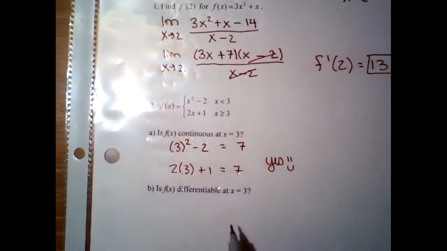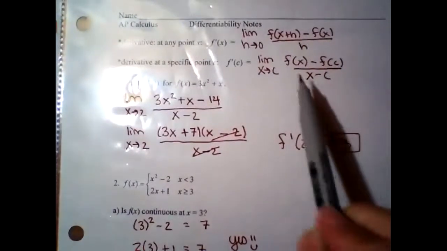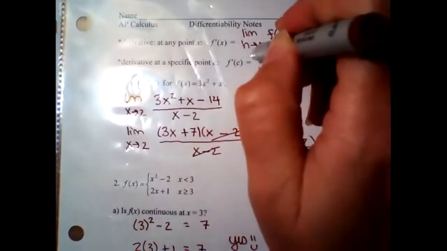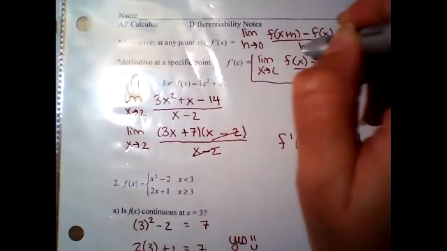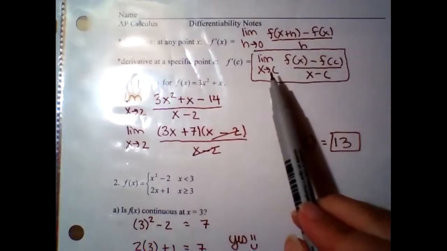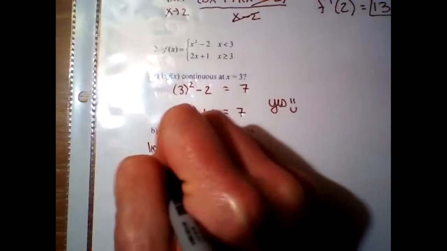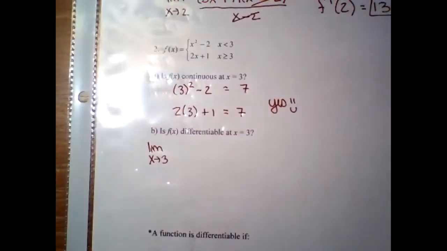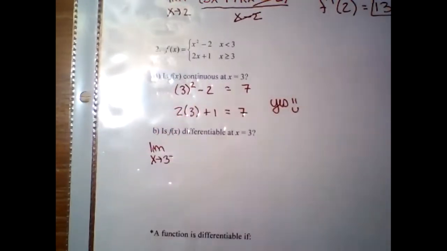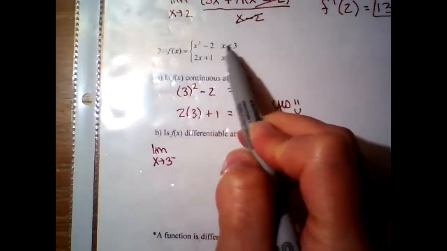But is the function differentiable? Well, not necessarily. If they meet at a sharp edge, then it's not going to work. So what we need to do is test the derivatives from the left and from the right. So we're going to use this formula that we just went over, and we're going to approach 3 from the left and from the right. So I'm going to do the limit as x approaches 3 from the left, and I'm going to use the first piece of the function because that's where numbers smaller than 3 are.